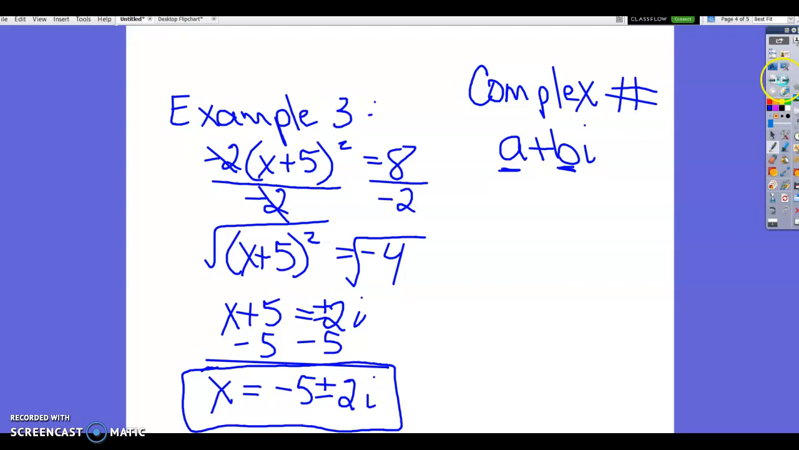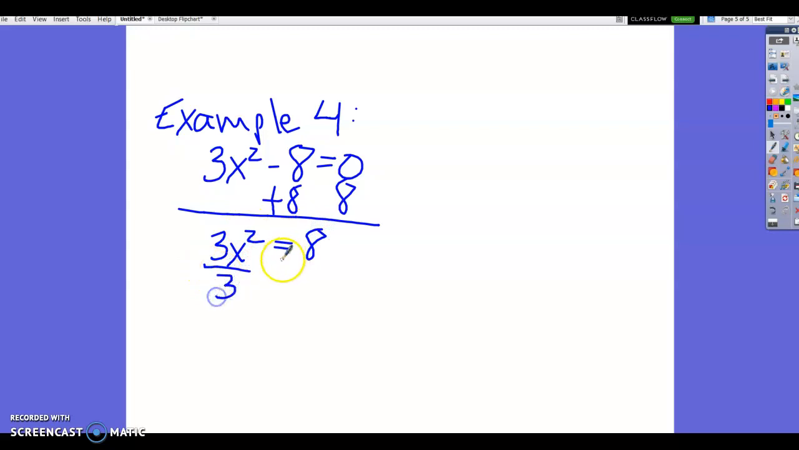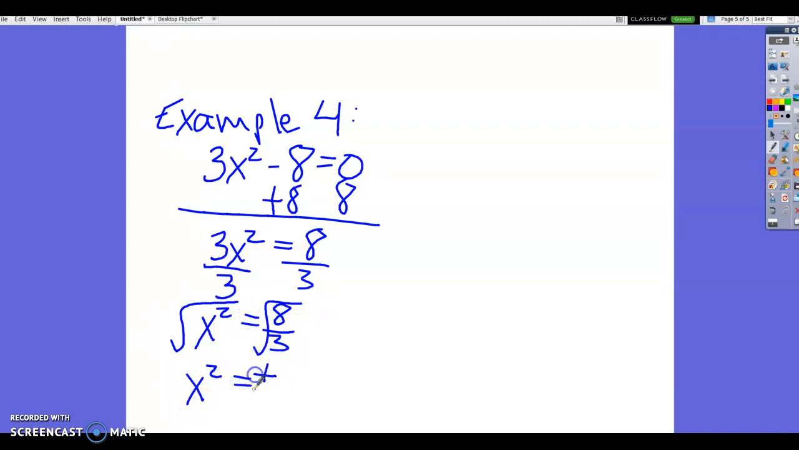All right, let's try to get in one more example quickly. For this one, we're going to add 8 on both sides. We're going to have 3x squared equals 8. Divide both sides by 3. x squared equals 8 over 3. Take the square root. x equals plus or minus square root of 8 over square root of 3. And then we have to rationalize the denominator. So we're going to multiply top and bottom by square root of 3. If you multiply by anything over itself, you're just multiplying by 1.